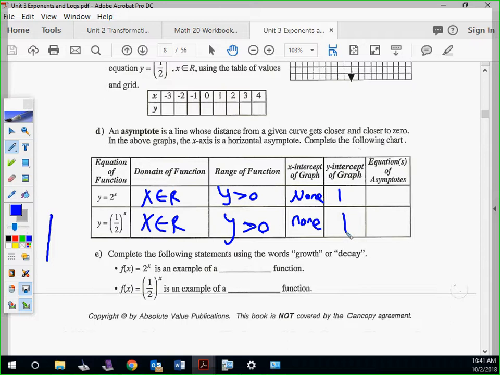And equations of the asymptotes. There is an asymptote here that never touches. What is that? 0, right? The y equals 0 line. Both those graphs up there went like this. I'm just going to sketch it here since you already have the picture. It's never crossing that asymptote, and that asymptote is y equals 0 for both of them.